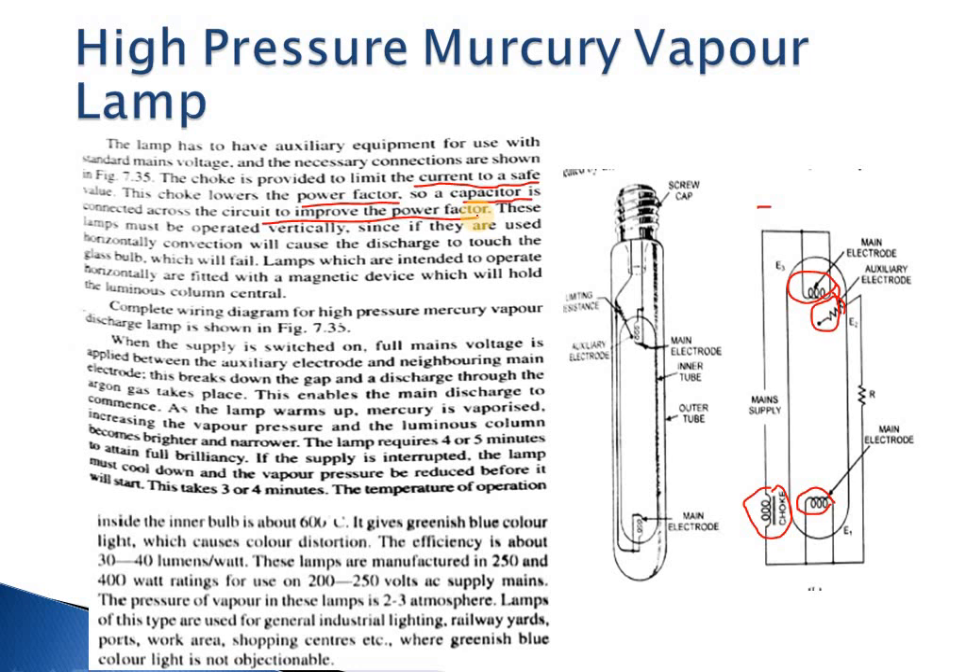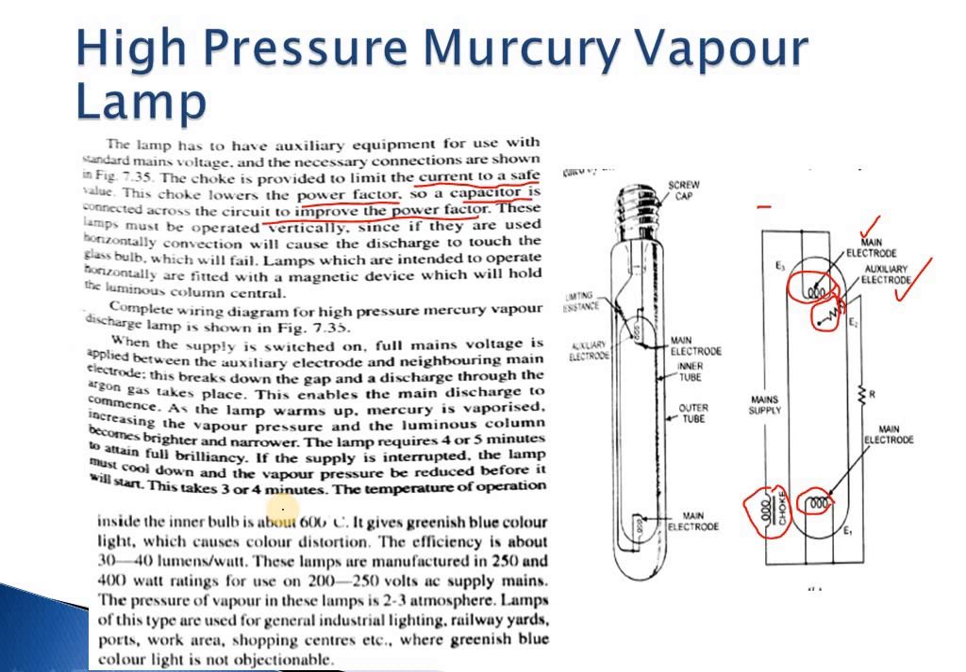The complete wiring diagram is shown here. When the supply is switched on, full mains voltage is applied between the auxiliary electrode and the neighboring main electrode. This is the main electrode, this one is the auxiliary electrode, and here the supply is given. This breaks down the gap and discharge through the argon gas takes place. This enables the main discharge to commence. As the lamp warms up, the mercury is vaporized, increasing the vapor pressure, and the luminous column becomes brighter and narrower.